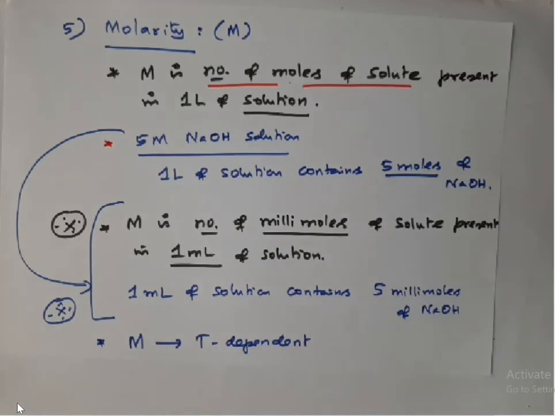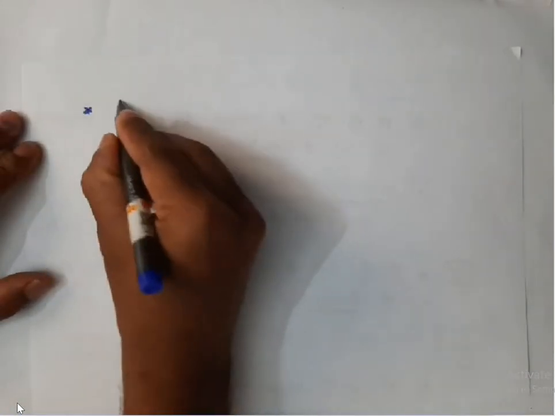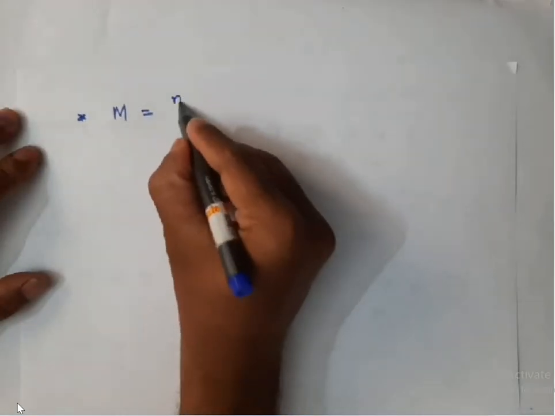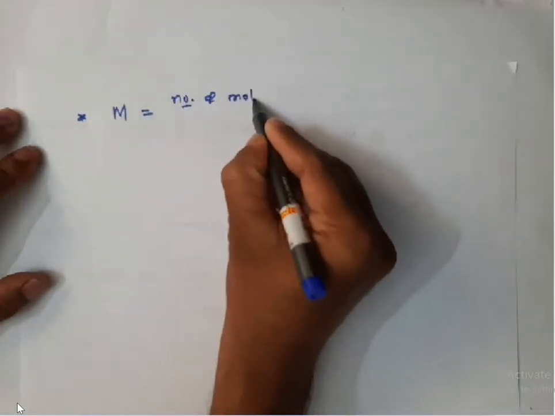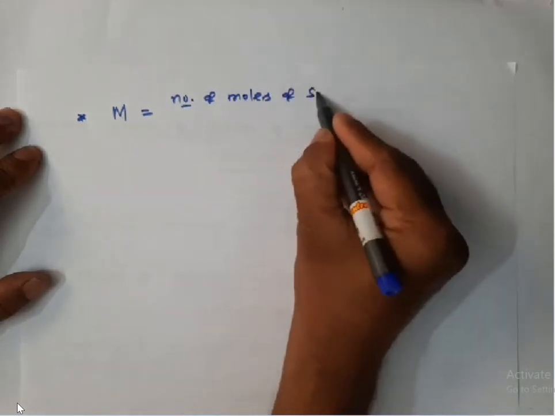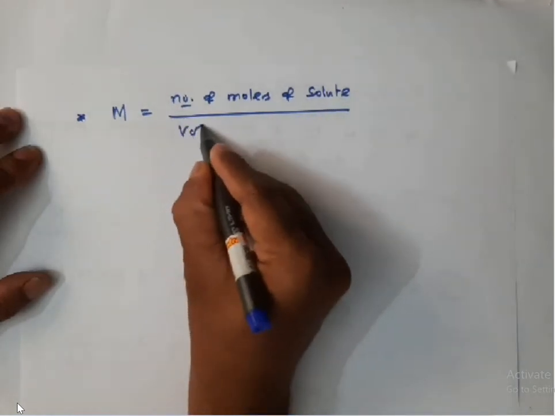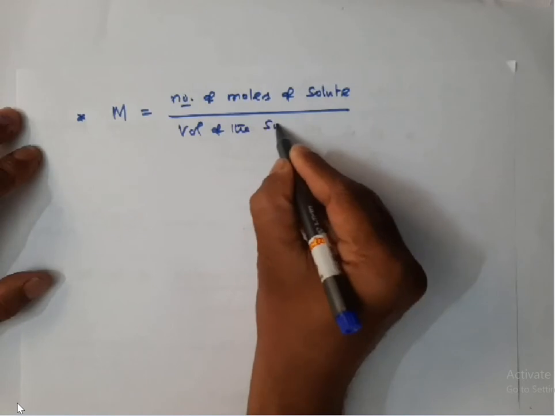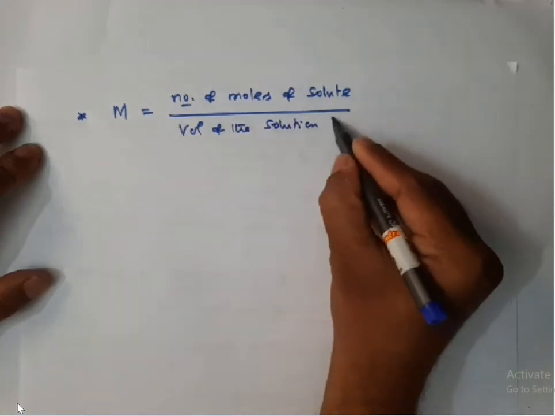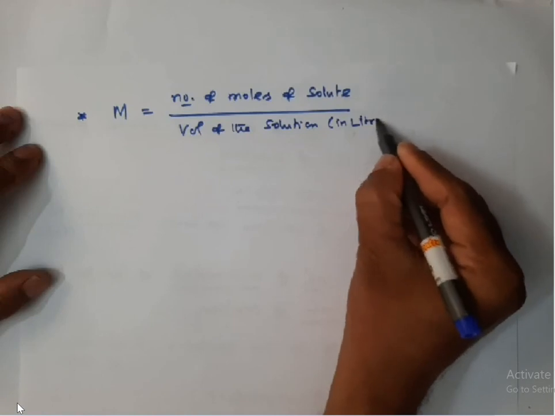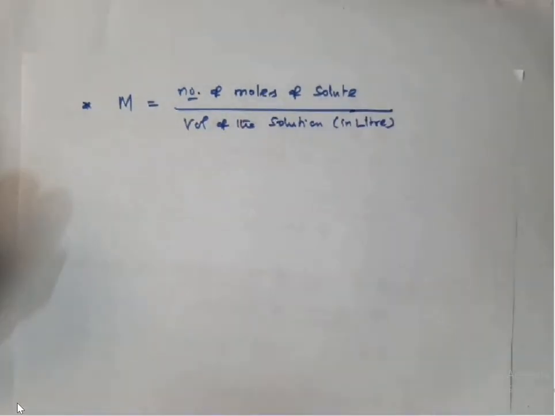You can also express mathematically like this. Listen. Molarity is equal to number of moles of solute divided by volume of the solution in liter. This will give you molarity. Number of moles of solute divided by volume of the solution in liter will give you molarity.